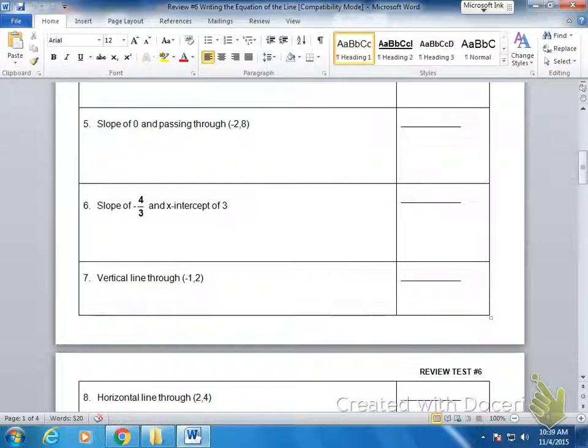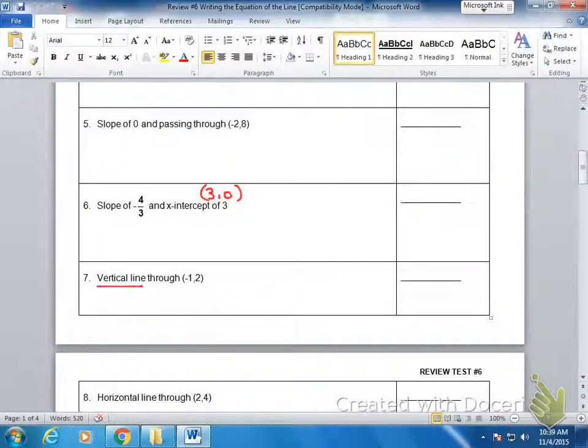This again is just like number 4. We use the y minus y1 equals m times x minus x1. Plug it in and solve. It should be pretty easy, except for, remember, it's the x-intercept, so y is 0. So my point is actually 3, 0. So be careful there. And the last one on this, a vertical line.